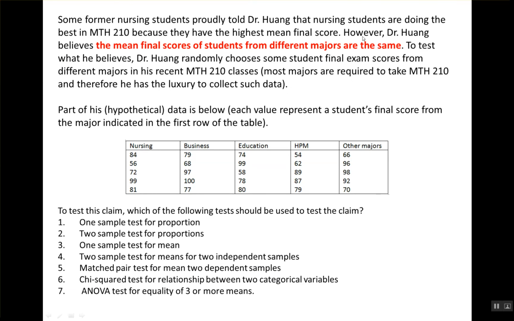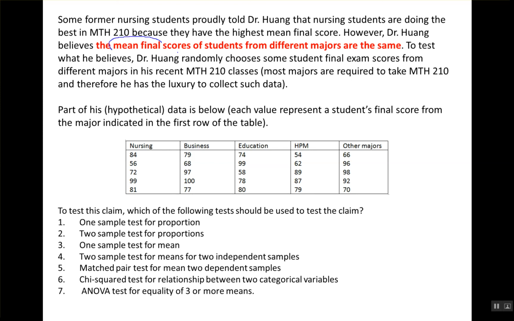about the same context. Now here, this is what former nursing students told Dr. Huang. They believe that nursing students are doing the best in Math 210 because they have the highest mean final score. However, Dr. Huang believes that the mean final score of students from different majors are the same. Now let's read that carefully.